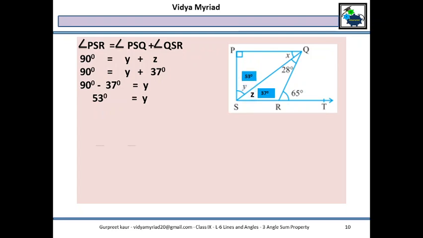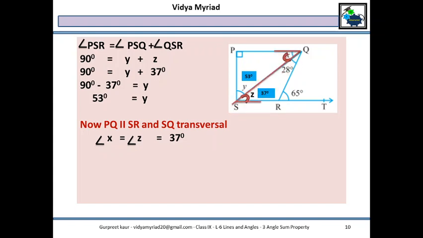So now what is X? We have found Y, now only X is left. Is there any relation to find it? Yes. You can see that PQ is parallel to SR and SQ is the transversal. See, it forms like that. You can easily see these are alternate angles. So your value of X is equal to the value of Z, that is 37 degrees.